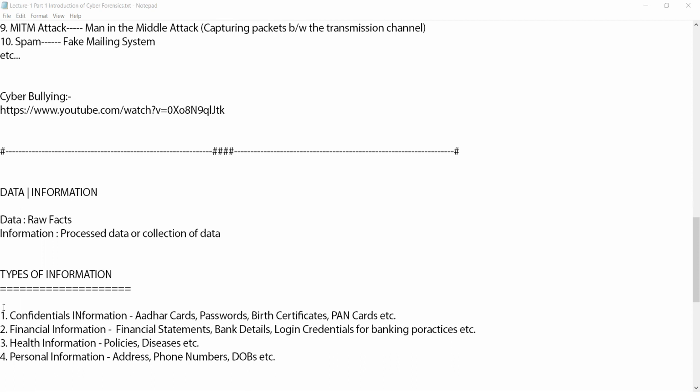The next type of information is called health information. So what is that? Health information is completely related to policies and diseases. If anyone knows that you have taken some policies from insurance companies, or that you have some diseases, they can misuse that health information. They call you and say, hello sir, I'm calling from the insurance company, you have already taken insurance from our company, your insurance date is going to expire, and I will give you some amount offered for the next premium.